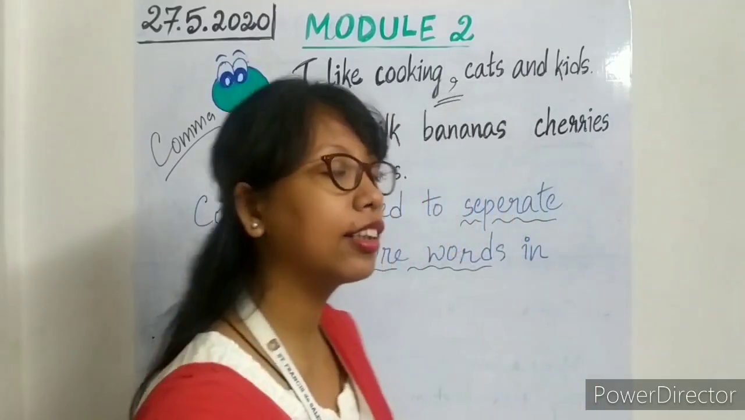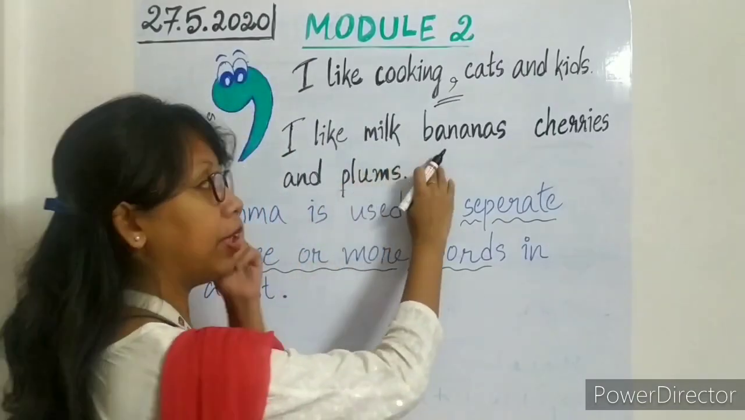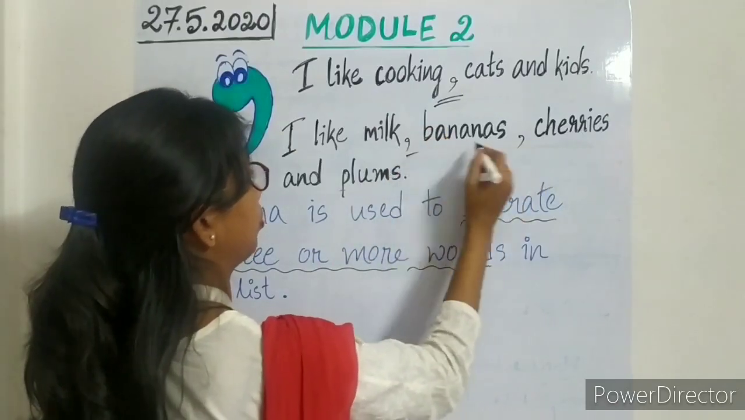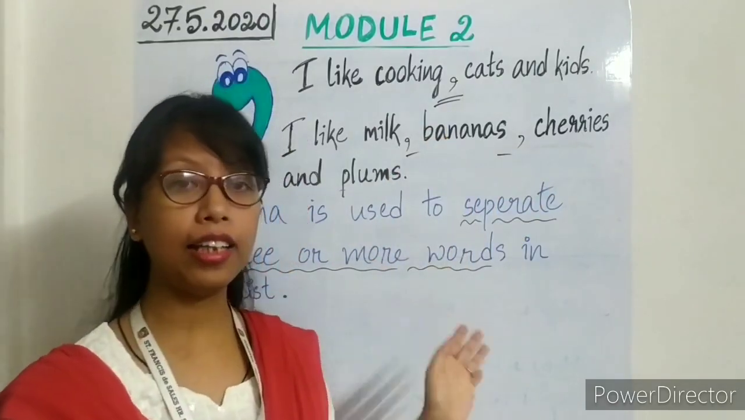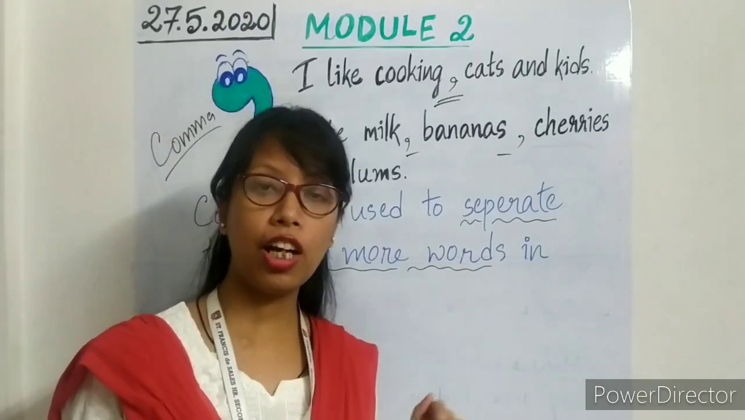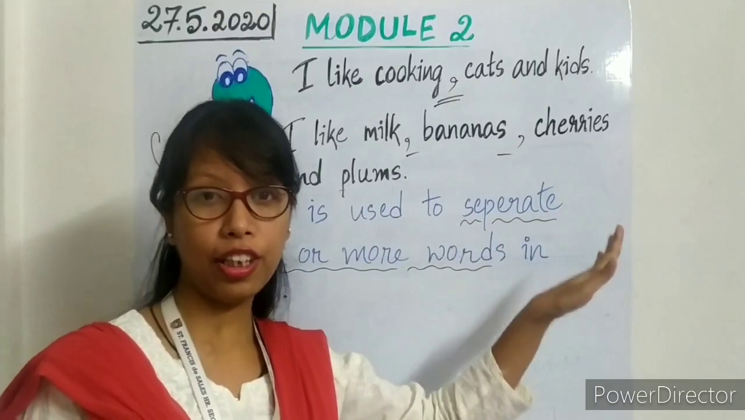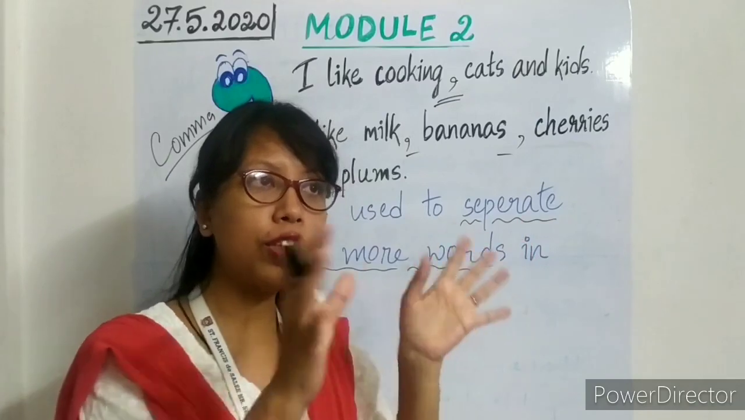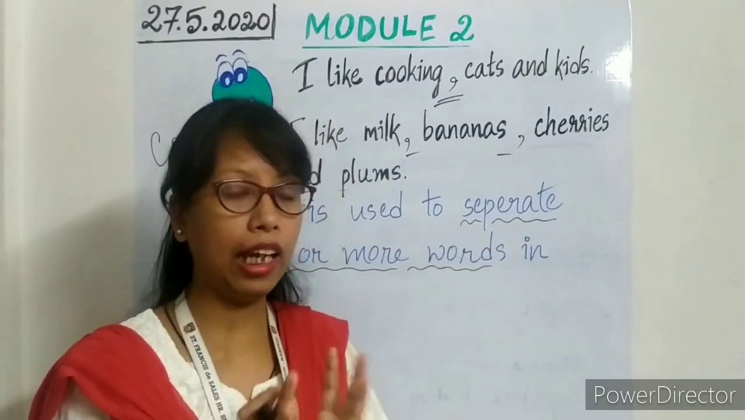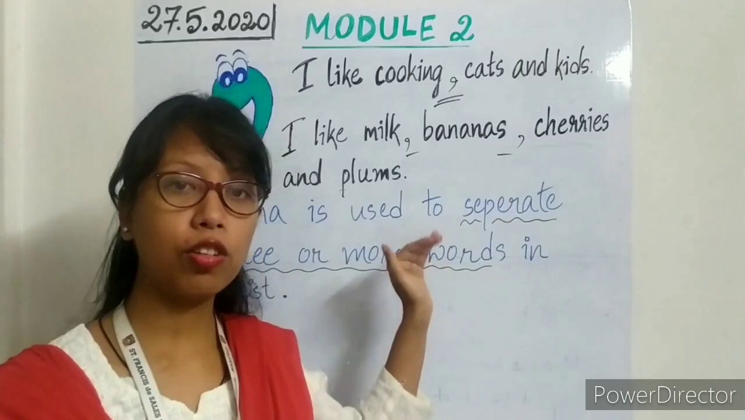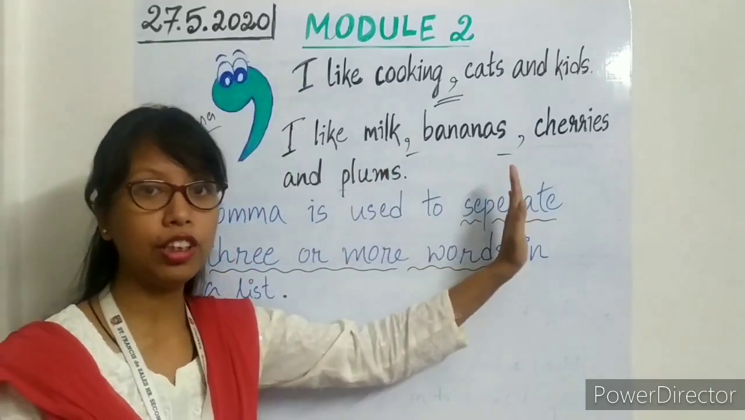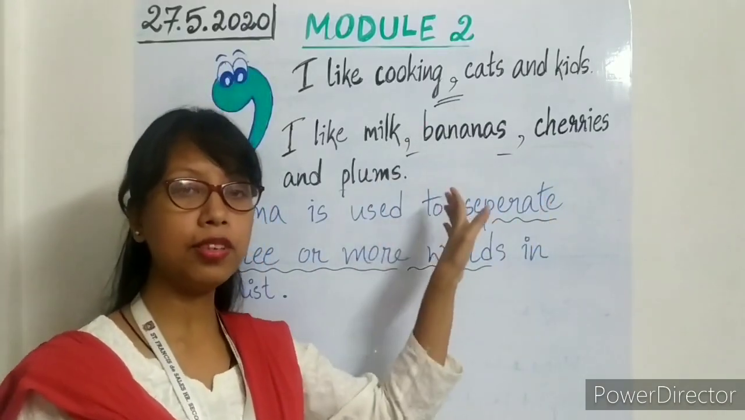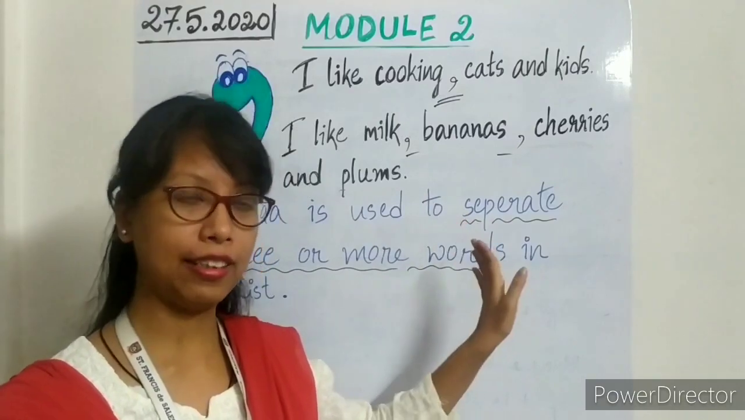Okay. Now next, come to the next one, which is, I like milk, bananas, cherries and plums. Now if we put the commas here, what will the sentence be? I like milk, bananas, cherries and plums. So these are different things. These are not one. When we don't use the comma, it shows as if it is one single thing, but it is not. When we use the comma, it becomes different in names and different in things. Therefore the whole sentence gives us a meaningful sentence.